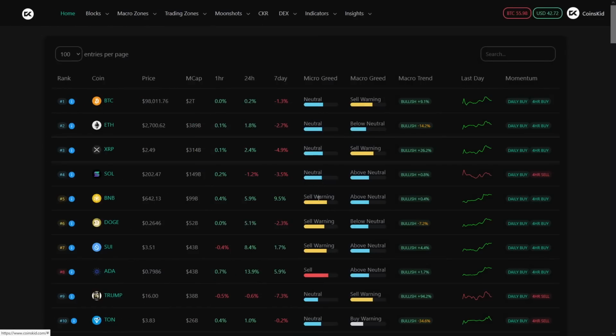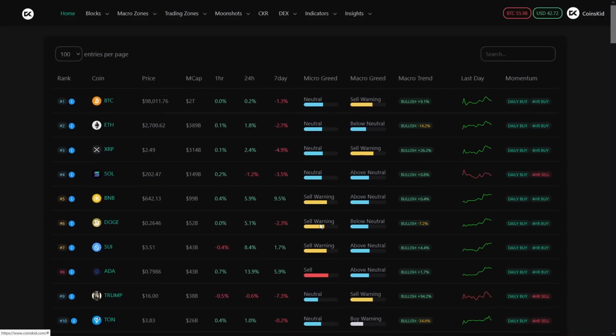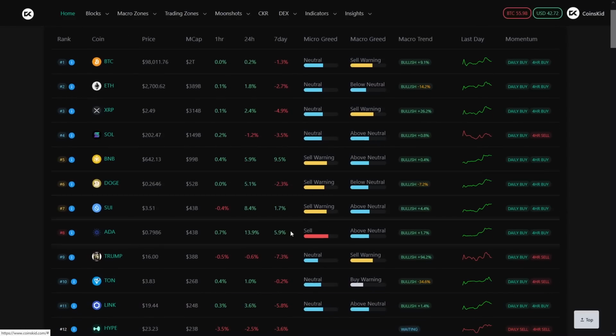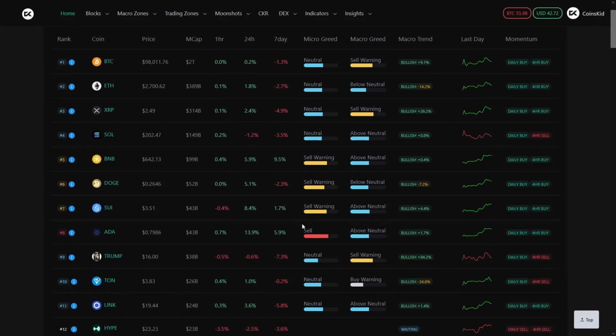So let's take a quick look down this index right now. Are there any more buy warnings? Are there any sell warnings? Are there any trades going forward you're looking for today? So really simply, you've got a sell warning on the micro time frame. If you're looking for a short today, or looking to make money in the market, you can come to CoinsKid.com, look at the micro greed section, look for coins that are showing buy warnings or sell warnings.